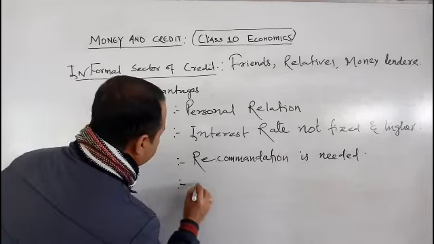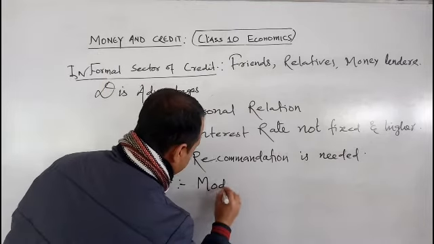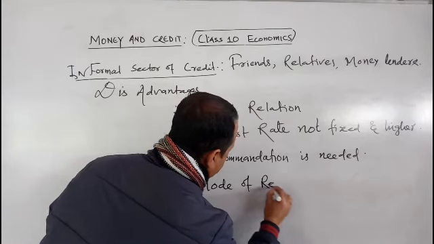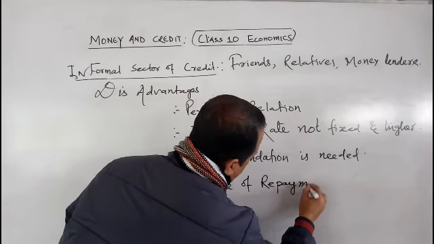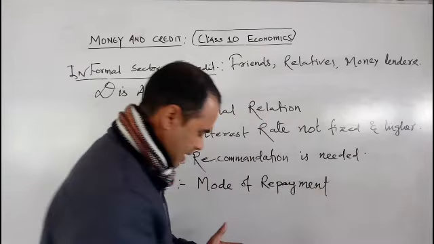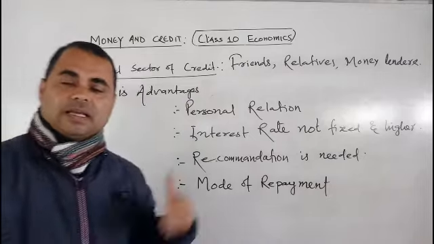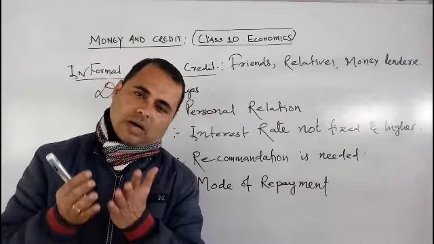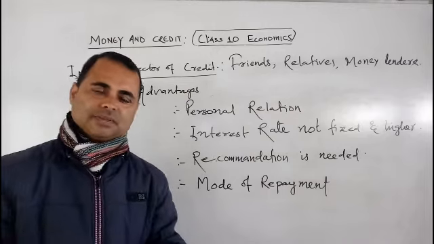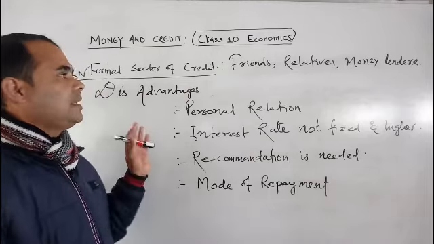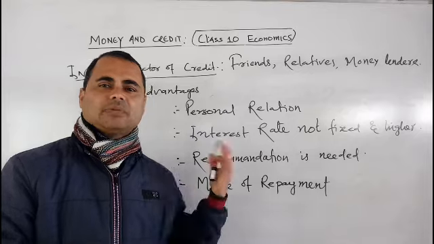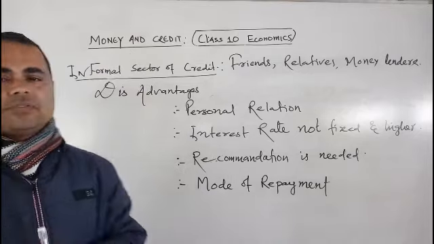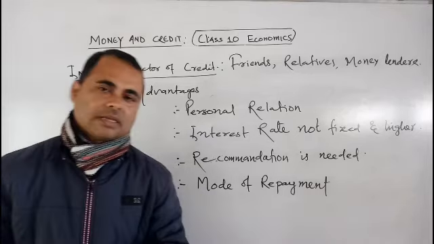Now, the mode of repayment. It depends on the money lender. The money lender will decide how much time he will give you, or in what mode you have to return the installments. Everything will be decided by the money lender. So these are some of the disadvantages of informal sources of credit.